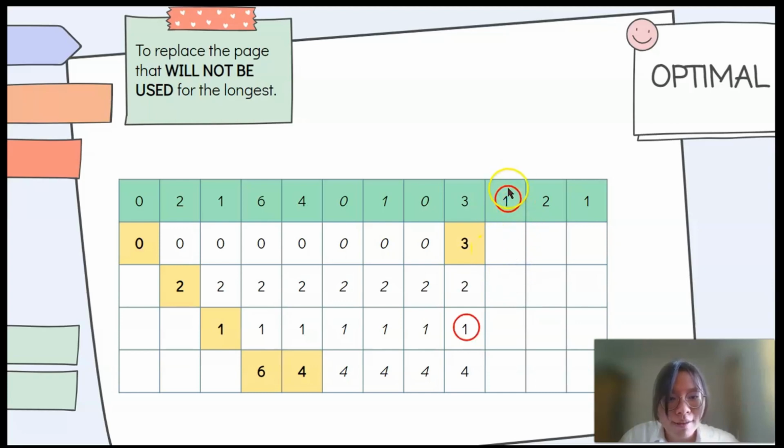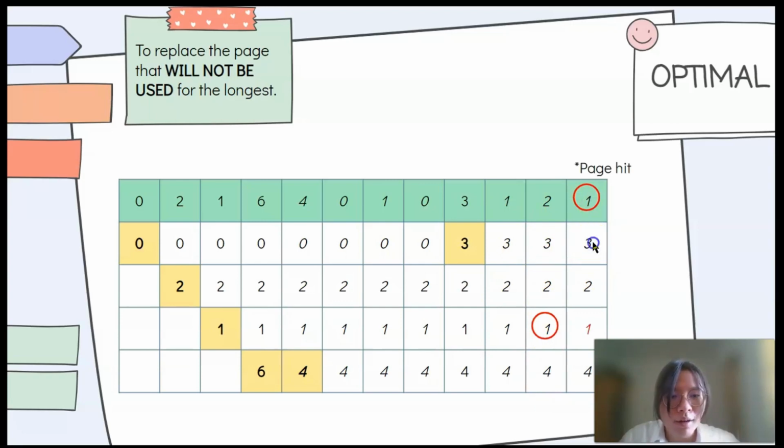Next is 1. 1 is in this frame, so just copy it, and this one will be a page hit. Next is 2, same as before, also copy it and it becomes a page hit. Next is 1, same as before, also in this frame. So this one will be a page hit.